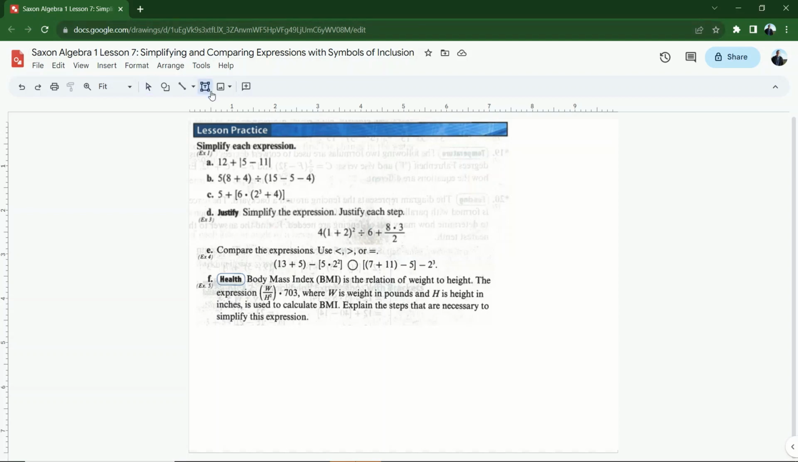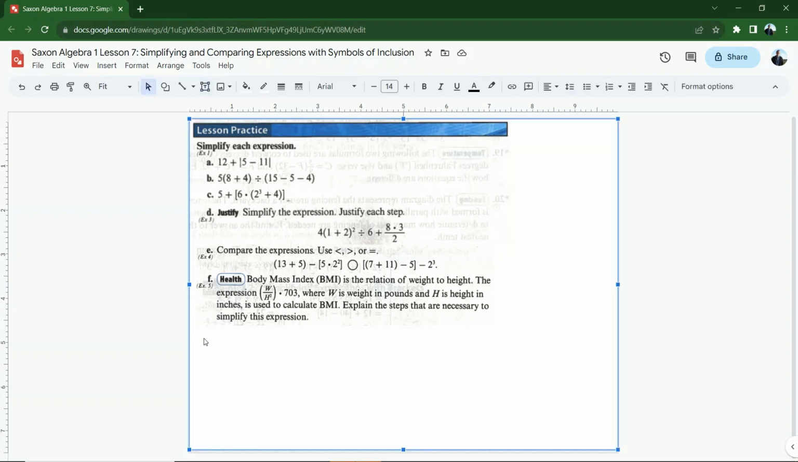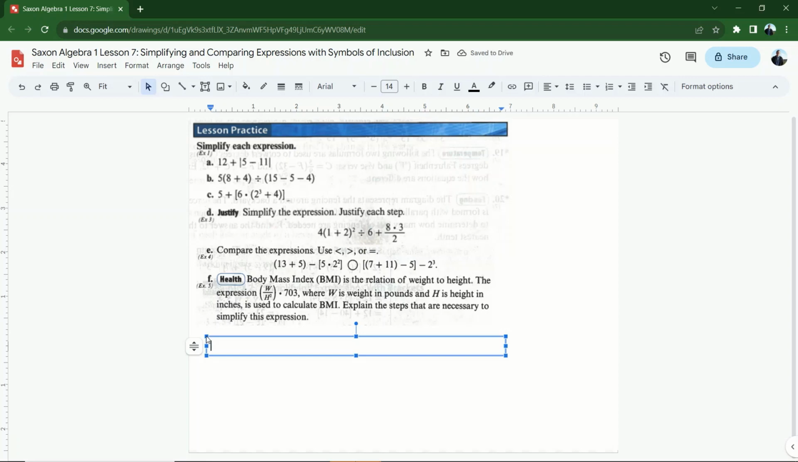Okay, let's get started with expression A. Here we have 12 plus the absolute value of 5 minus 11, and then the absolute value ends. We have to work what's in the absolute value sign first. So I'm not going to do 12 plus 5 first because I have to simplify what's inside the absolute value symbol. I'm going to repeat the exact problem here just to get started. Okay, now let's simplify what's in the absolute value symbol.